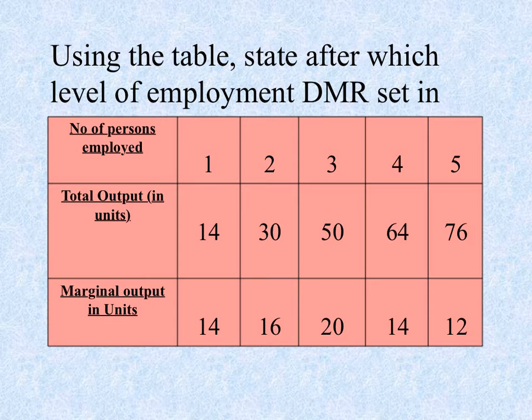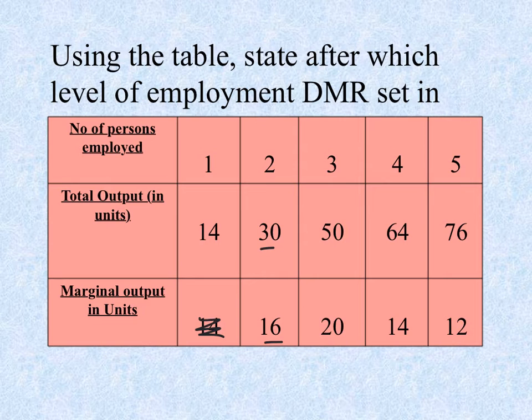So here's just an example using the table, stating after which level of employment diminishing marginal returns set in. We have the number of persons employed as 1, 2, 3, 4, 5. For one person, their total output was 14. Their marginal output in units, we just leave as blank, so we can put a little X through that. On the second person, total output in units is 30, and that is 16 extra units.